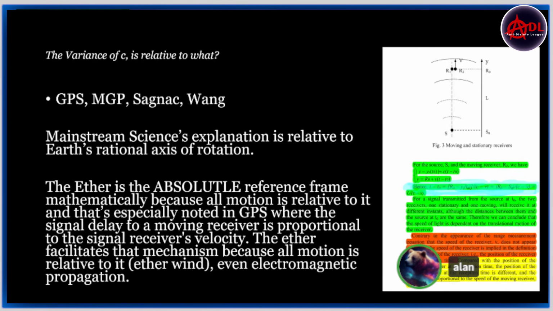This is exactly what you would expect if there's an ether, right? All motion would be relative to the ether. Electromagnetic propagation would be relative to it. So your motion relative to the ether would change how you receive the speed of light, and the accuracy of GPS with a first order measurement is entirely dependent on that, and that's how that works. So the velocity of the observer is proportional to the delay in which they receive their propagation of light.